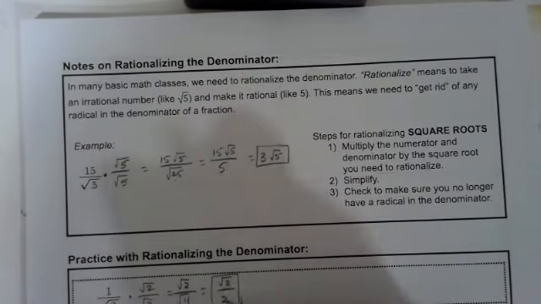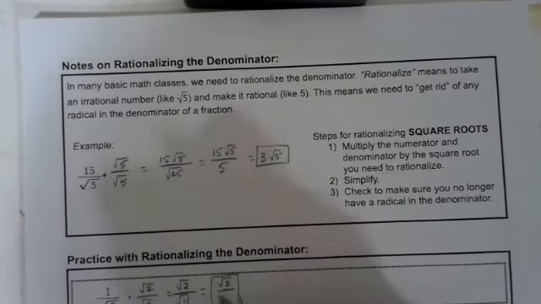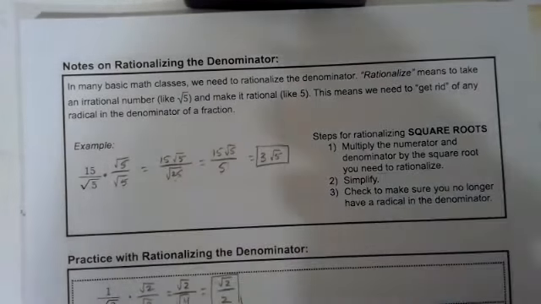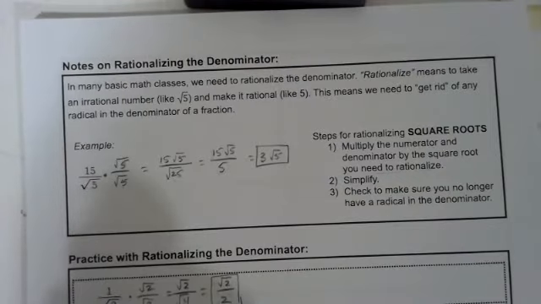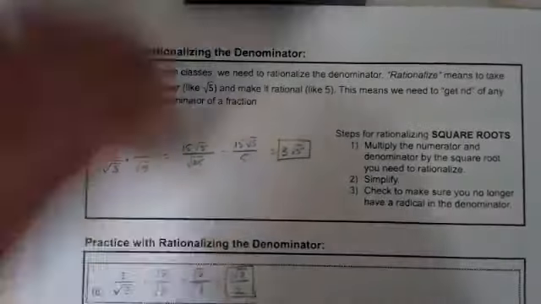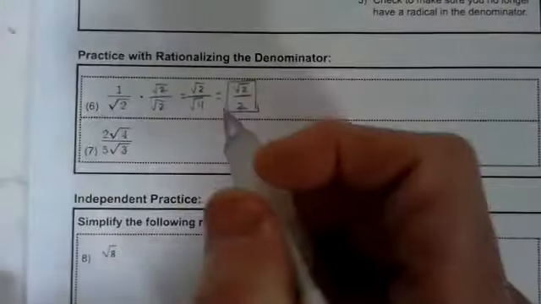Okay. I can't reduce anything. I don't have any insides on the top and bottom, and I don't have any outsides on the top and bottom. So I'm done. All right, now this one's a little more tricky, a little bit confusing because we have radicals on the top and the bottom. Oh, I'm off the page here. Sorry.